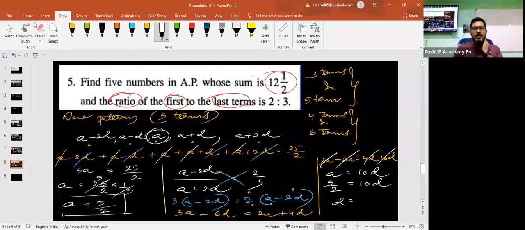Now, d will be what? 5 by 2 into... when you bring that 10 to the left hand side, it goes to the denominator. So it becomes 1 by 10. So 5 ones are 5, 2 tens are 20. d is equal to what? 1 by 4. Once you get a and d, you can easily substitute that into the general pattern and get all the 5 terms. Please do it and then we can wind up. Make it faster.